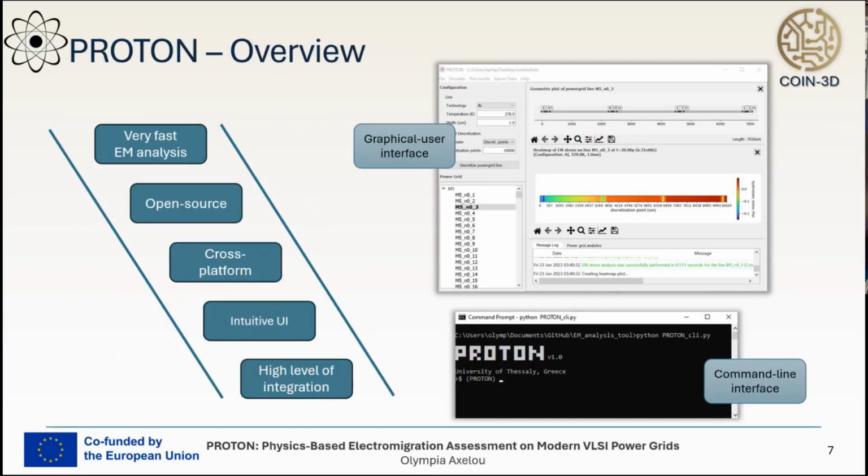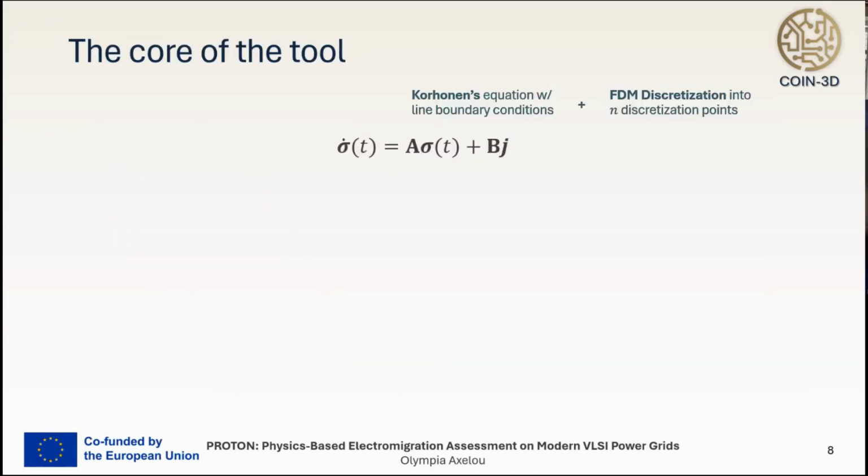Now, having said all that, we present PROTON, an electromigration analysis tool for power grid lines that is designed to be fast and efficient. It actually leverages parallelization and optimized algorithms to handle large-scale power grids. It is an open source and cross-platform EDA tool with an intuitive graphical user interface and an easy command line version, which makes it very versatile for any power grid design flow. Now, let's proceed to what is actually at the core of the tool.